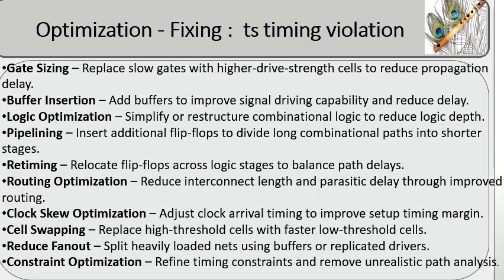Clock skew optimization adjusts clock arrival times, improving setup margins. Cell swapping exchanges high-threshold cells for faster low-threshold ones. Reducing fan-out splits heavy loads with buffers or replicated drivers. Finally, constraint optimization refines timing constraints, eliminating unrealistic path analysis.